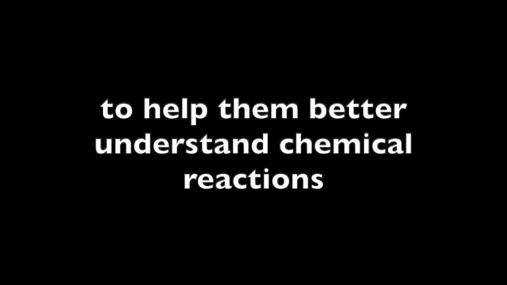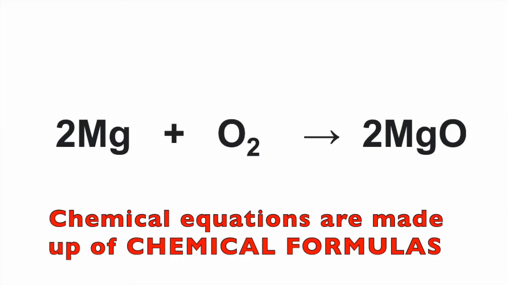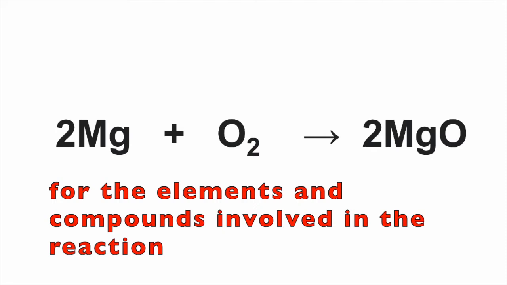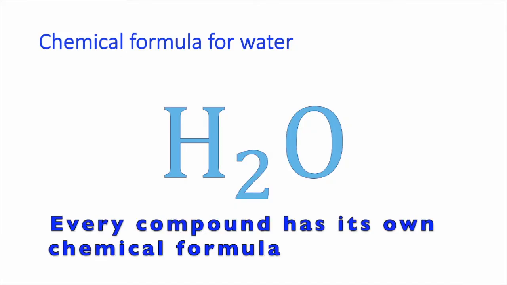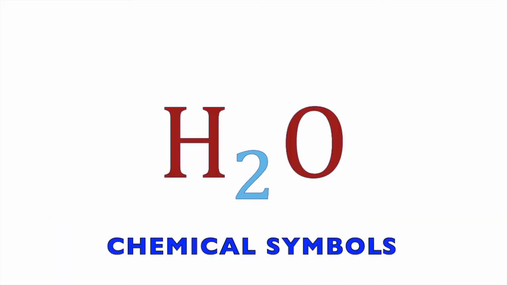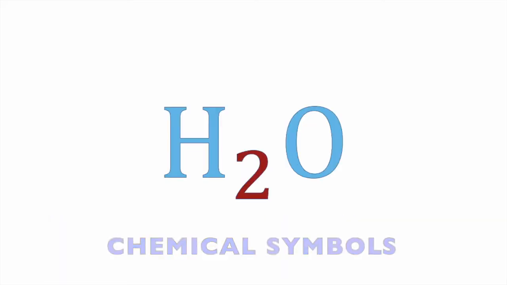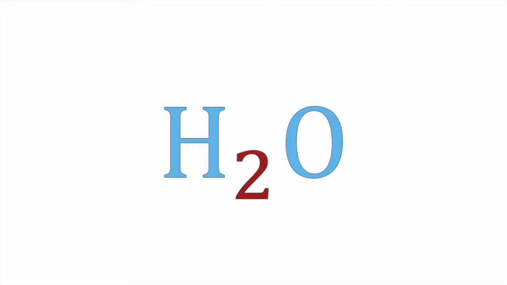Chemists use chemical equations to help them better understand chemical reactions and to make predictions. Chemical equations are made up of chemical formulas for the elements and compounds involved in the reaction. Just to review, every compound has its own chemical formula that consists of chemical symbols for the elements in the compound, subscripts indicating the number of a particular atom in that compound, and remember the subscript always refers to the atom to the left of it.